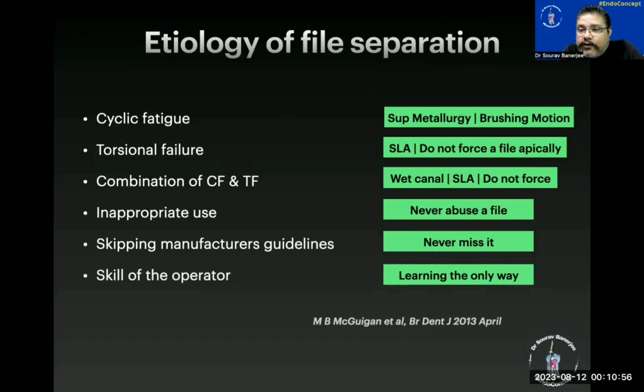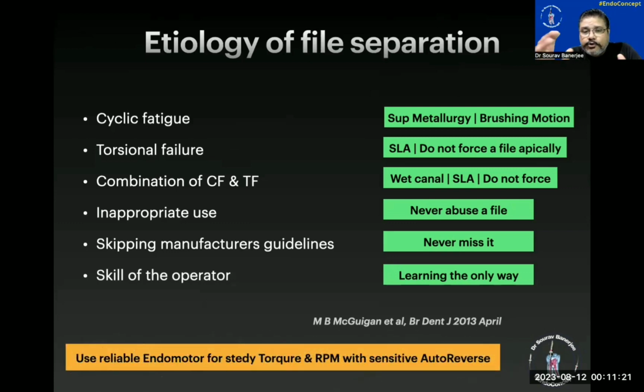And again, skill of the operator: learning is the only way. If you want to retrieve a file from a root canal, you have to master the use of the dental operating microscope. You have to master hand, mirror, and eye coordination. You have to master ultrasonic instrument use. And finally, you should always use a reliable endomotor for steady torque and RPM, with a sensitive auto reverse built in that will prevent file failure unduly.